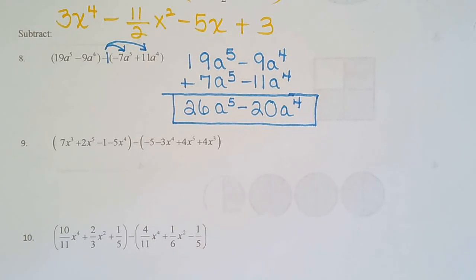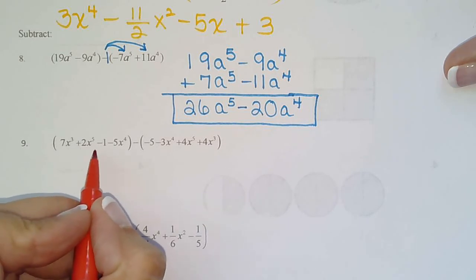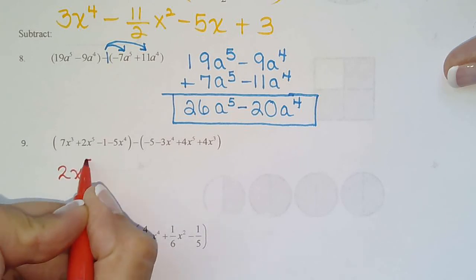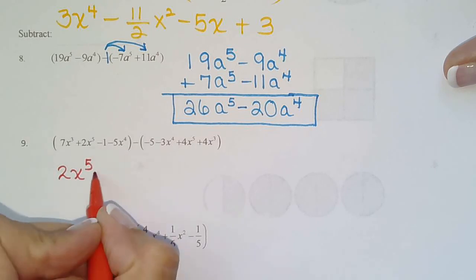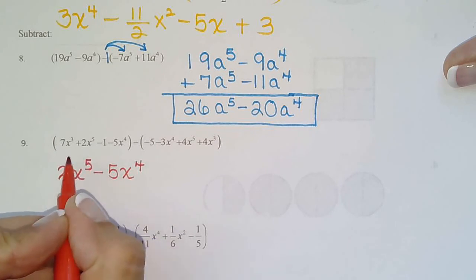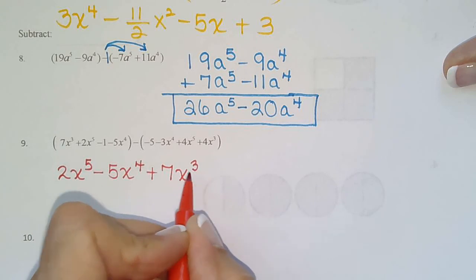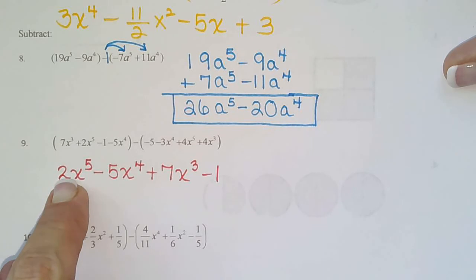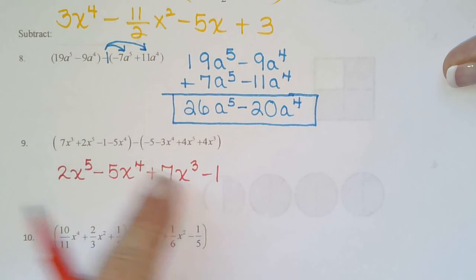Okay, so on 9, they are not lined up, so let's go ahead and put them in the correct order. So 2x to the 5th would be the highest power. And then we'd have negative 5x to the 4th is the next highest power. And then positive 7x cubed. And last, negative 1. So positive 2x to the 5th, negative 5x to the 4th, positive 7x cubed, negative 1.